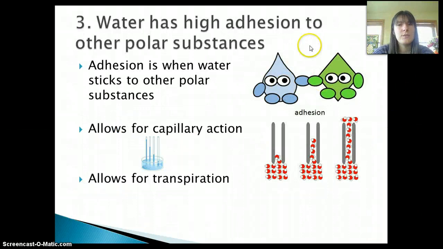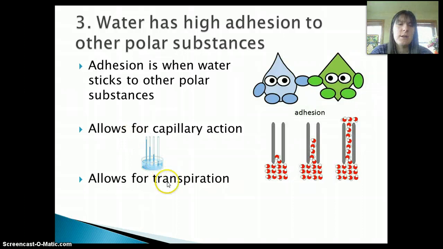In addition, water has really high adhesion to other things that are polar. So ad means something else, like adhesive is like sticking two things together. So adhesion is when water sticks to other polar substances. So cohesion is water to water, adhesion is water to something else. Because water sticks to other stuff, it's going to have this property called capillary action. So capillary action is just in very small spaces, water can defy gravity because it's going to stick to the sides of these small spaces and it'll climb up against gravity.